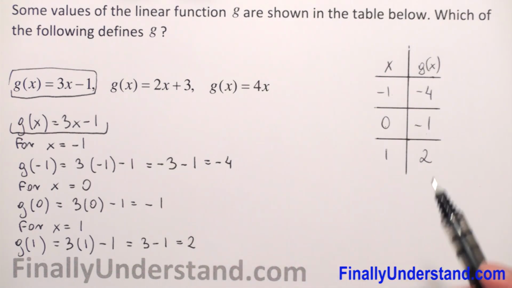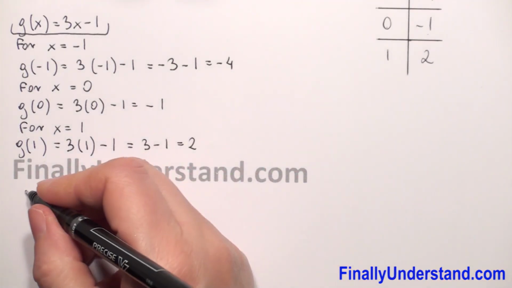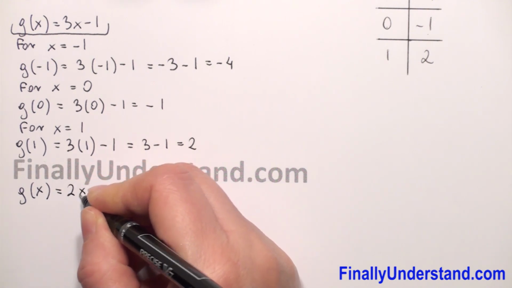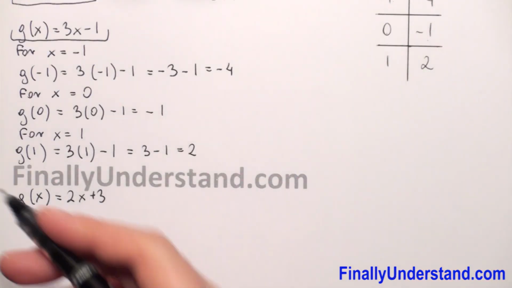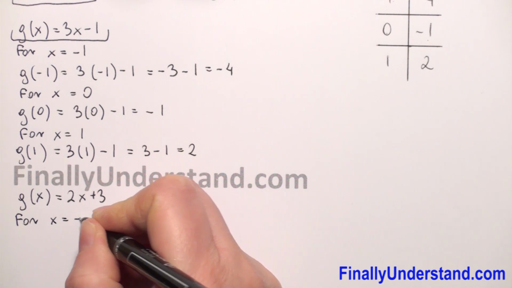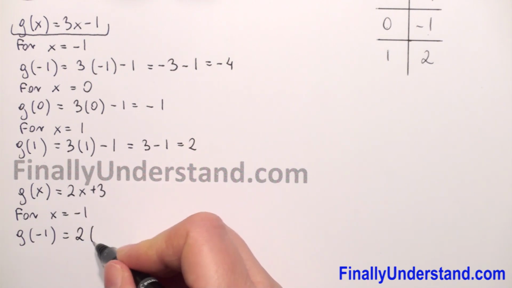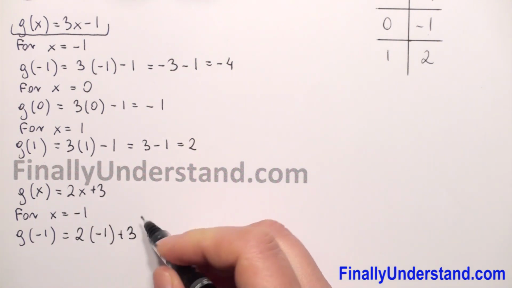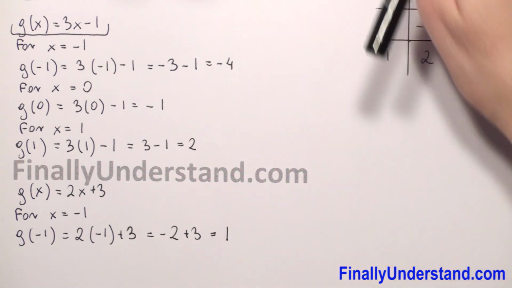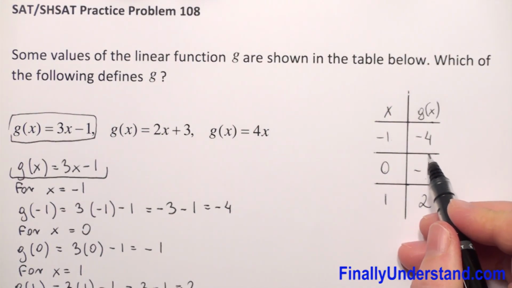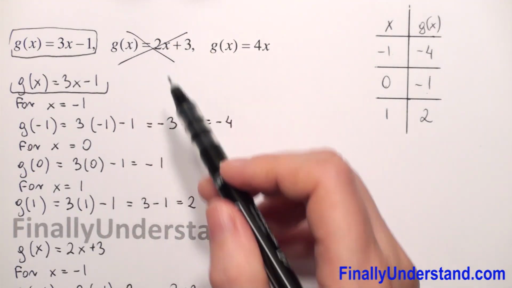Let's see what will be if g of x is given by this expression. Let's copy. g of x is equal to 2x plus 3. Let's see what will be if we substitute first x by -1. For x equals -1, g of -1, we have to substitute x by -1, so it will be 2 times -1 plus 3. So this is equal to 2 times -1 is -2 plus 3. So this is equal to 1. And we have in our table that g should be -4. So we see that the second function cannot be our function.